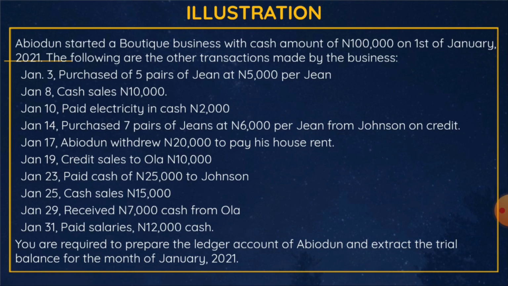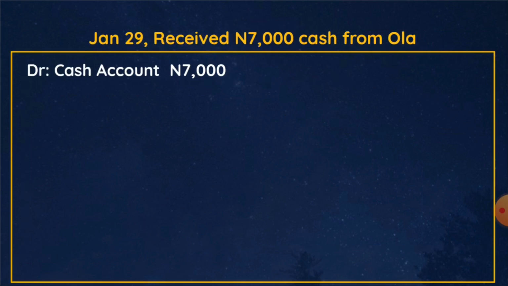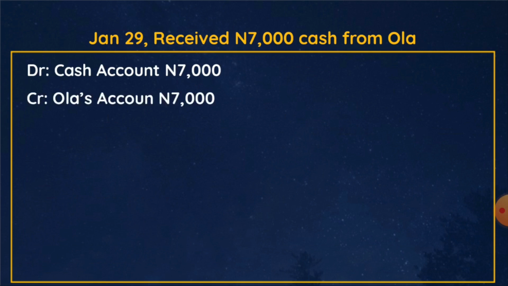So on January 29, 2021, received 7,000 naira cash from Ola. Remember, Ola is a debtor. This time around, we are receiving money from Ola. So which means we receive cash, we are going to debit cash account and credit Ola account. That is, receive 7,000 naira cash from Ola. We are going to debit cash account 7,000 naira. Then we credit Ola's account 7,000 naira.